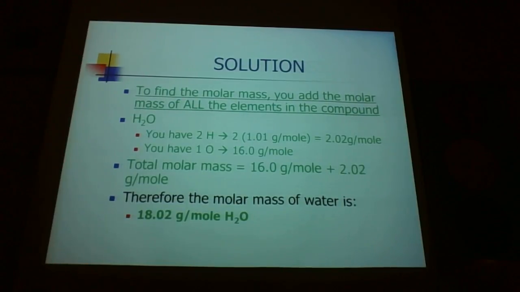However, if it's not just an element, if it's a compound, then we have to add all of the elements together. So, for example, H2O, water. If I have 2 hydrogen atoms, that means I need to take the molar mass of hydrogen and multiply it by 2. So I take the 1.01 grams per mole of hydrogen, multiply by 2, that gives me 2.02 grams per mole. And then I have 1 oxygen, so that's 16 grams per mole. Then I add those 2 things together. That creates 18.02 grams per mole, and that would be my molar mass for water.